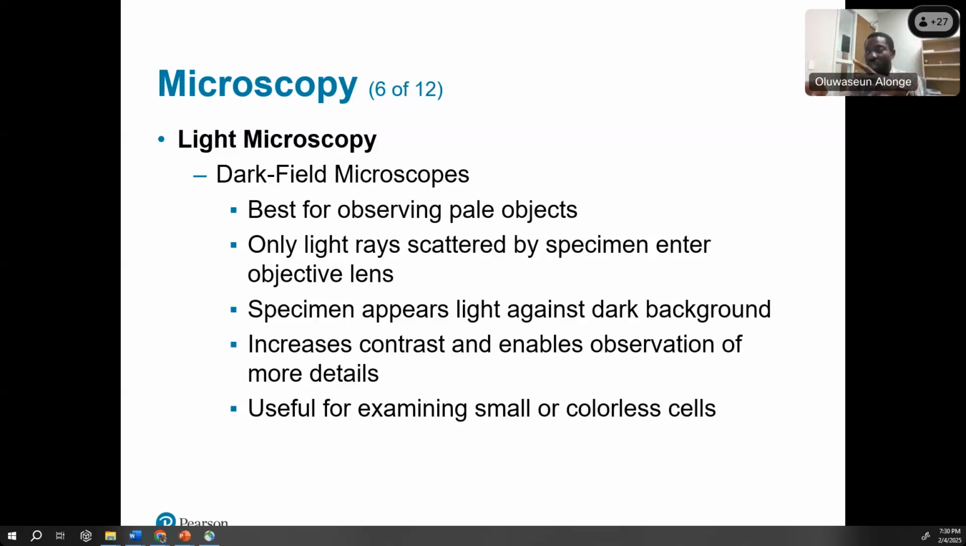So because of the way it works, it helps with contrast such that you are able to observe images at such a point. So you see, it's best for observing pale images because it can give better contrast to them.